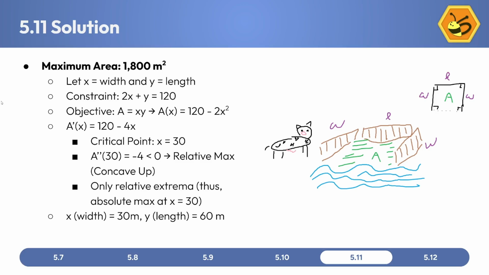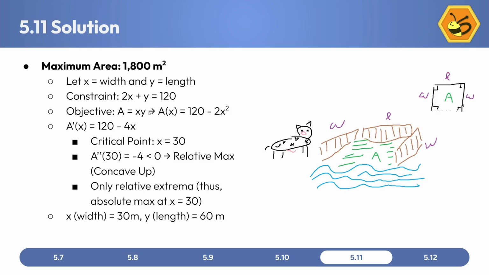Anyways, so our constraint is we have the two widths plus the length has to equal our total amount of fence, and then our objective function, this is what we're trying to maximize, is our area. So we know that area is equal to the width times length, and if we use our constraint equation, we can substitute such that we just have a single variable in terms of x. We have our area in terms of x.